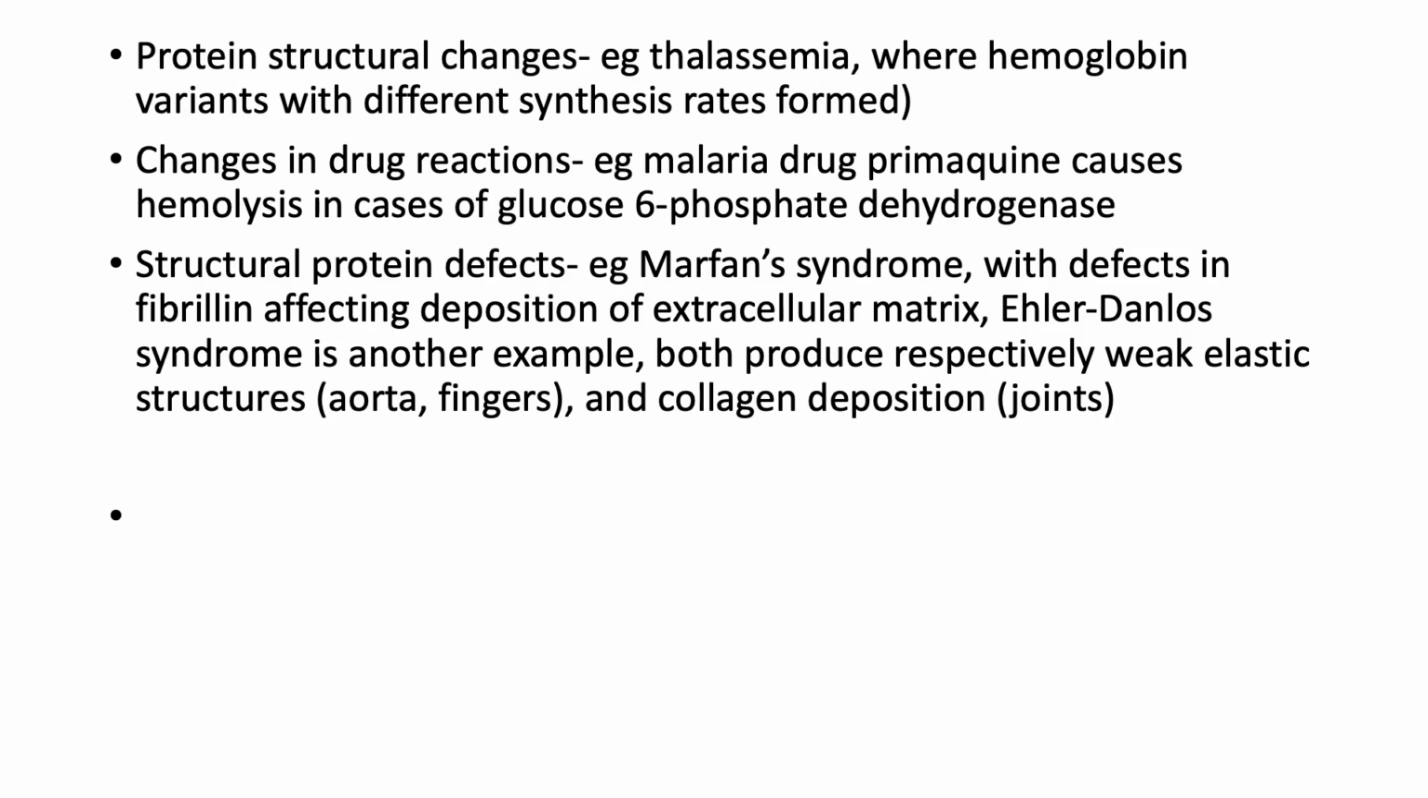Protein structural changes include thalassemia, where the hemoglobin variants have different synthesis rates. There are also changes in drug reactions. So the malaria drug primaquine causes hemolysis in cases where there is glucose 6-phosphate dehydrogenase deficiency. Structural protein defects include Marfan syndrome, which has defects in fibrillin affecting deposition of extracellular matrix. Ehlers-Danlos syndrome is another example, and these produce weak elastic structures in the aorta and fingers and collagen deposition in the joints.